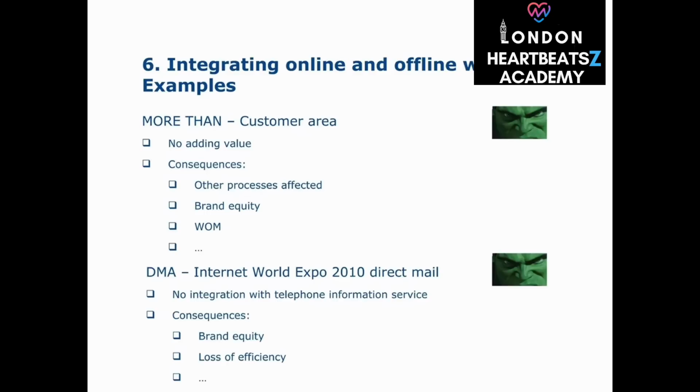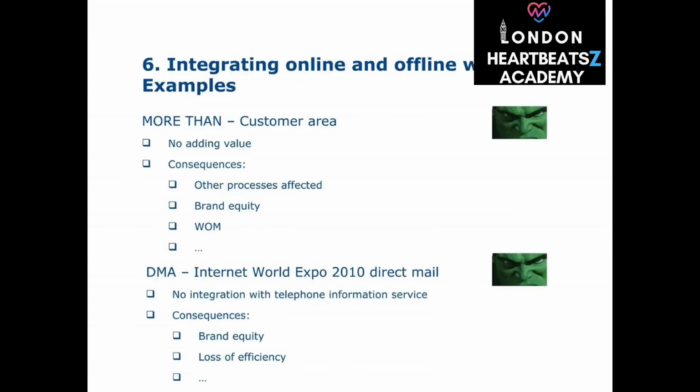Ah, so the website wasn't just a problem for customers, it was also creating headaches internally. Exactly. And they said it affected their brand equity, word of mouth, and even their efficiency. Ouch. Not a good look. Yeah. So a poorly designed website can really have a ripple effect. They also talk about this direct mail campaign for the Internet World Expo 2010. It was by DMA, I guess, some kind of marketing organization. And they said there was no integration with their phone information service, which ended up causing some issues with brand equity and a loss of efficiency.